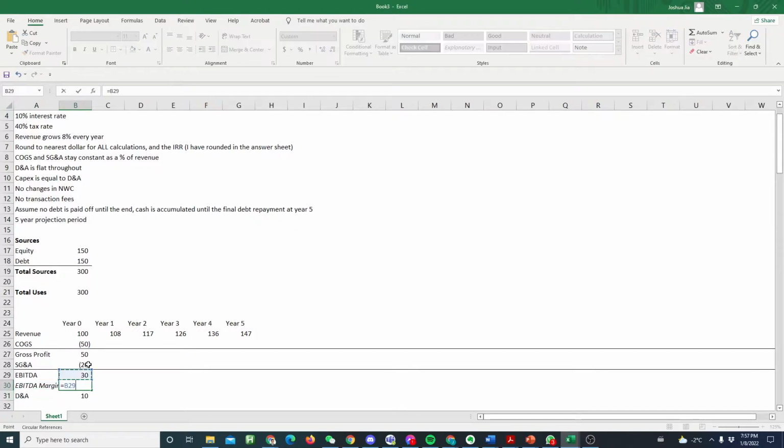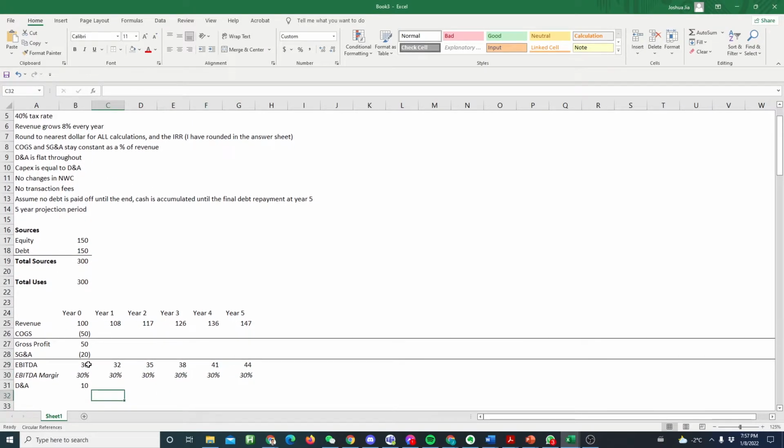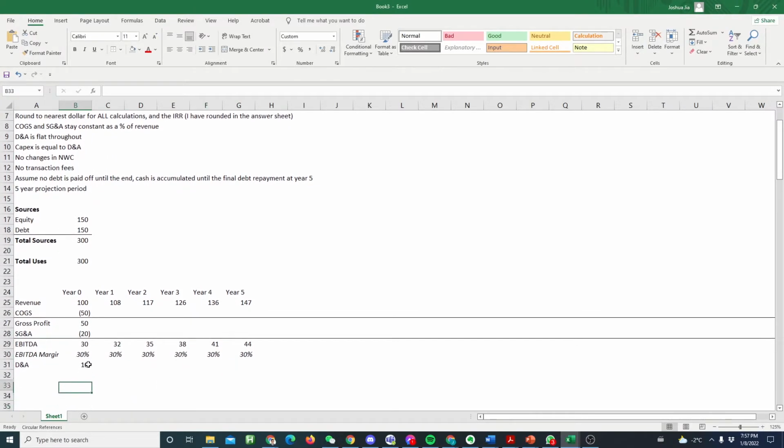Basically, if I take 30 divided by 100, it's a 30% margin. And because the costs are staying constant, well, lo and behold, we have 30% margin. And if I have the margin, I can just take the revenue and multiply it by the margin. So this is a way to save a lot of time, because in a paper LBO, you just want to get to the answer.